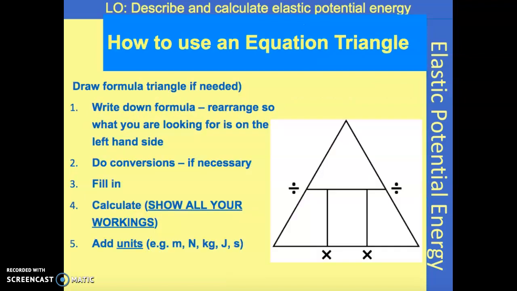Alright, so I'm just going to let you pause the video here if you want to use the triangle to rearrange your equation. If not, again, just pause the video and rearrange it. So rearrange the equation so that you're able to find extension by itself and you're able to find spring constant by itself. So you might need to just give yourself a minute to do that.